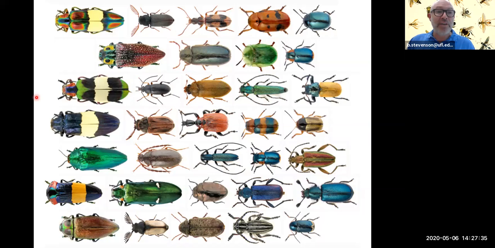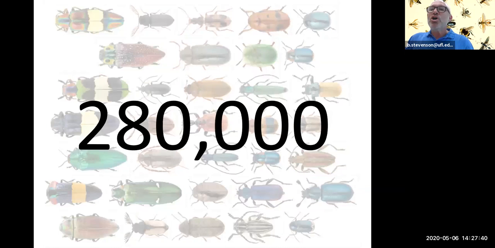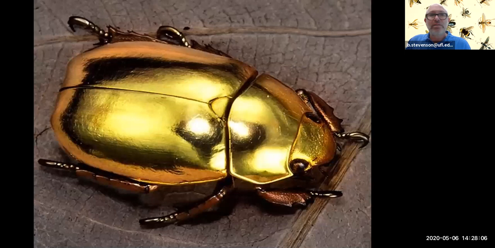There are, that we know of, 280,000 different species of beetles. That's more than all other animals lumped together. All the whale species and all the bear species and all the bird species, all that lumped together, still can't outnumber beetles, and we're still discovering more every day. Some are actually endangered. Guess why this one's endangered? Yes, people want to have it in their collection because it's pretty.